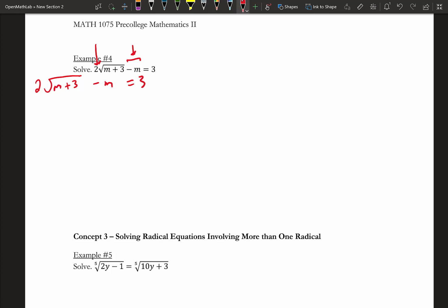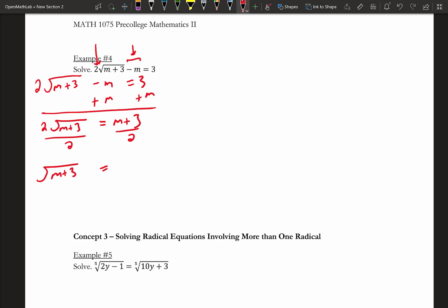So remember, the first thing I want to do is isolate the square root, right? So I could add m to both sides, and I get 2 times the square root of m plus 3 equals m plus 3, and then divide both sides by 2, and I get the square root of m plus 3 equals (m plus 3) over 2.